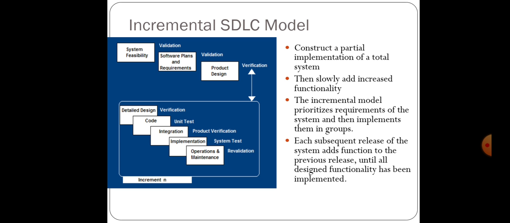Now the incremental SDLC model basically constructs the partial implementation of the total system and then slowly and gradually keeps on adding the functionalities. That is why we call it incremental model. So the requirements are prioritized and then implemented one by one.